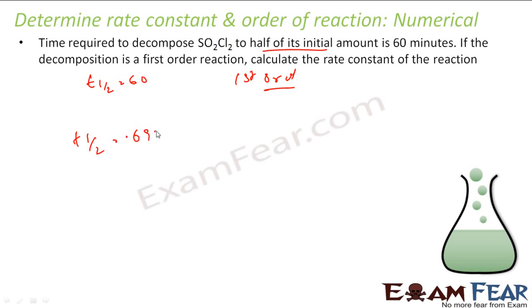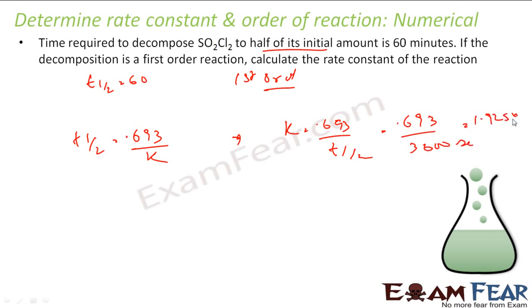T half is equal to 0.693 by K. Direct application of the formula for first order equation. This is only for first order equation. K is nothing but 0.693 by T half, and that is nothing but 0.693 by 3600 seconds. That is nothing but 10^-4 per second.